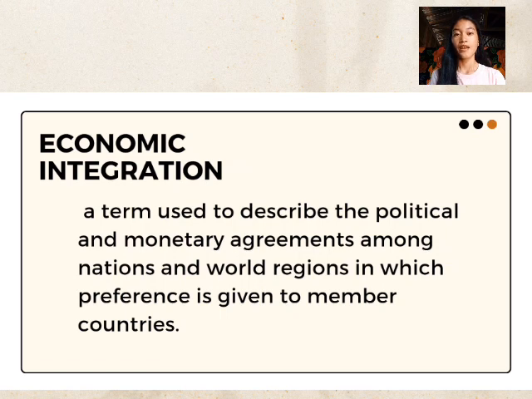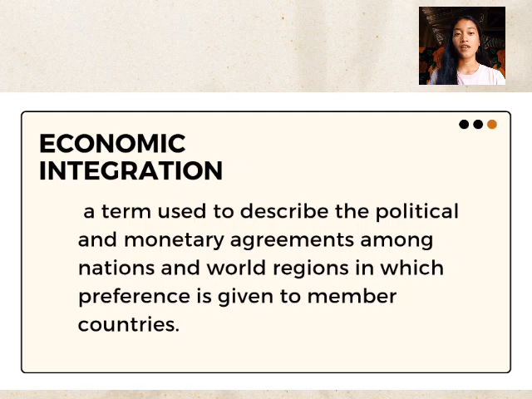Number 3, political and regulatory cooperation. Economic integration often involves harmonizing regulations and policies. This can range from standards for product safety to labor laws. The goal is to create a more consistent and efficient business environment within the integrated area.